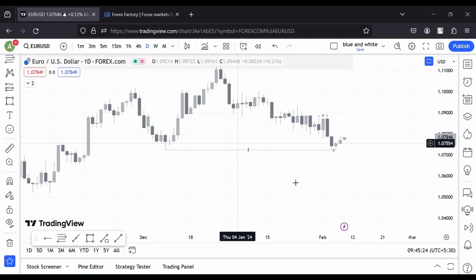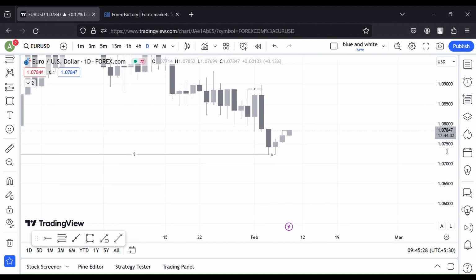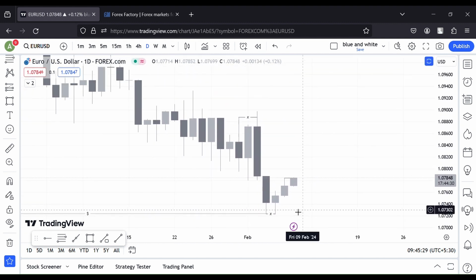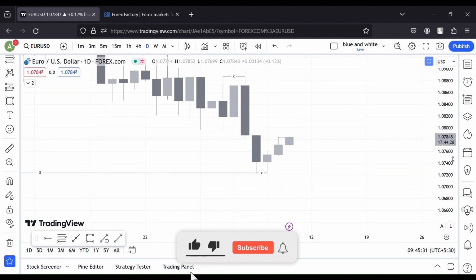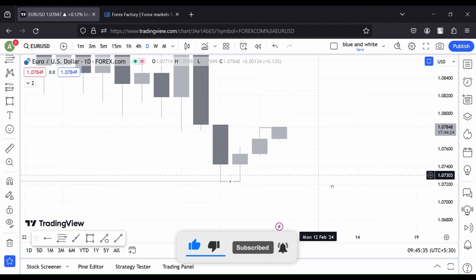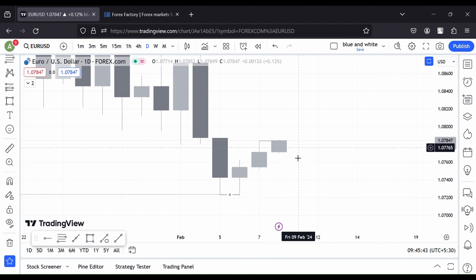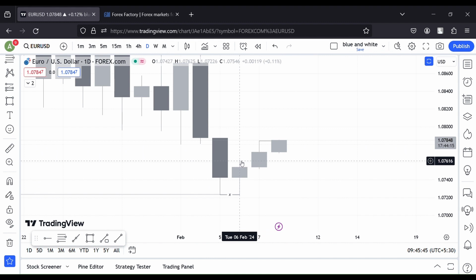So we were having equal lows right here. The price swept these equal lows and moved into the upside direction. I'll be zooming it a bit. So this is pretty much clear that the price swept these equal lows and moved into the upside direction, giving a close above this previous day. So most likely we are still in the uptrend in the daily.